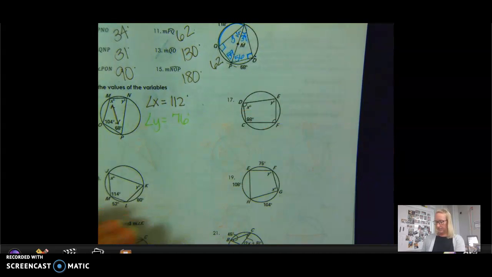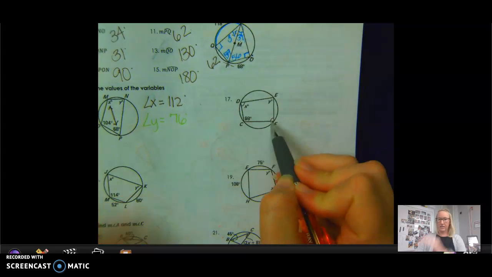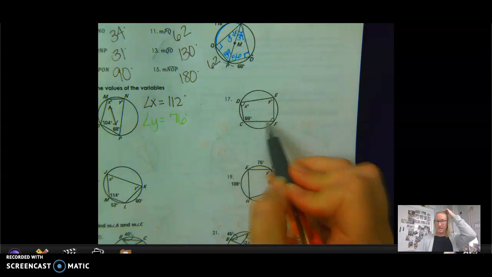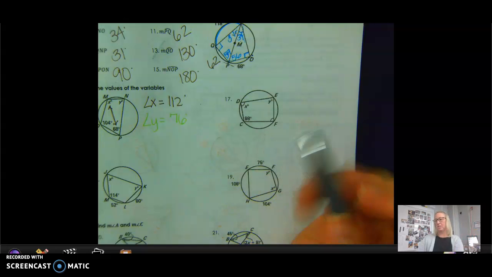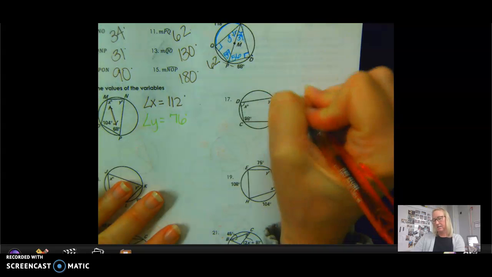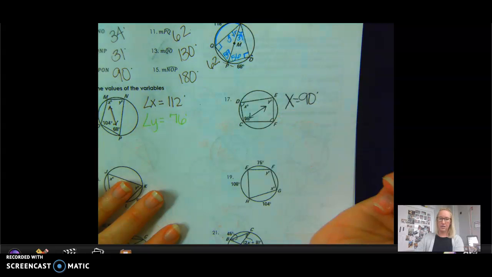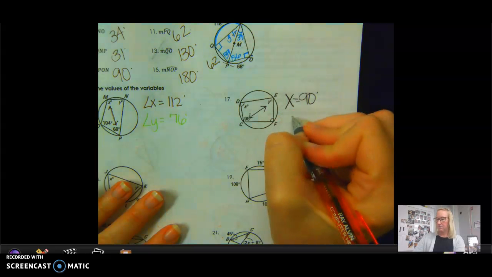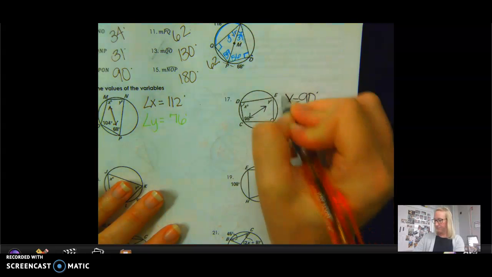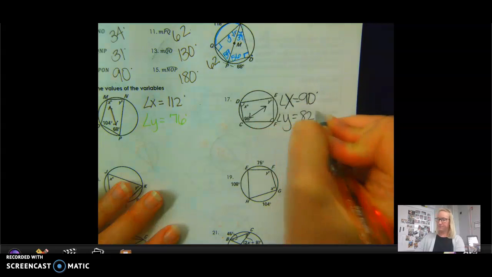On this one, it is saying that these two angles right here, X, or angle D and angle F, are equal to each other. Well, they have to add to 180. So if they're equal to each other, we just take 180 divided by 2, and that gives me that X is 90 degrees. And then here, those two add to 180. So if I do 180 minus 98, I get 82 degrees.